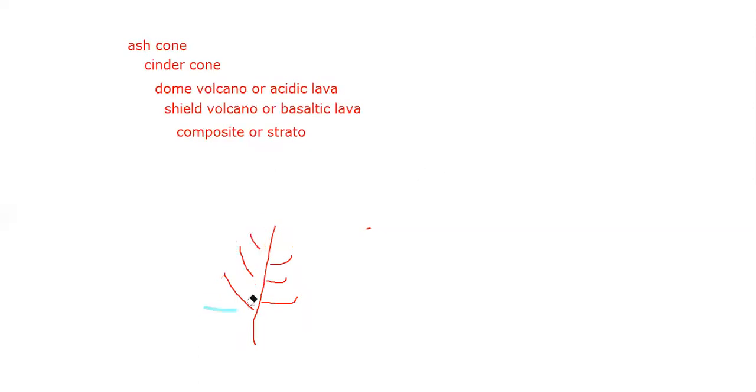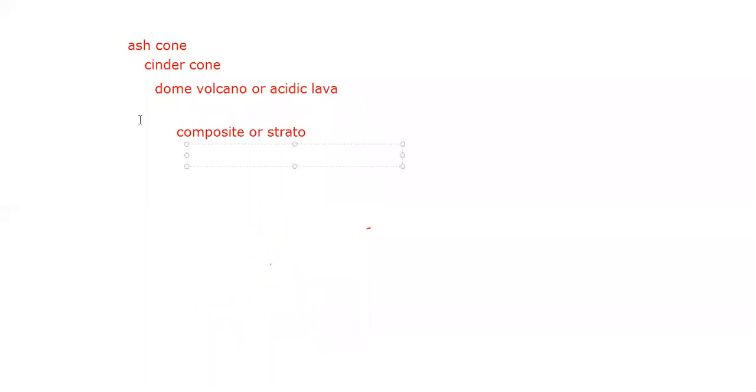Now, the next type of volcano that we'll be looking at is the caldera, right? Now, a caldera is a large volcanic crater, especially one formed by a major eruption, leading to the collapse of the mouth of the volcano.